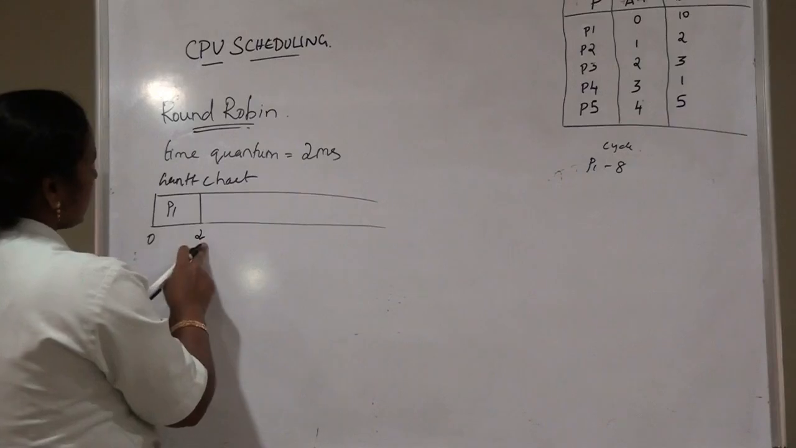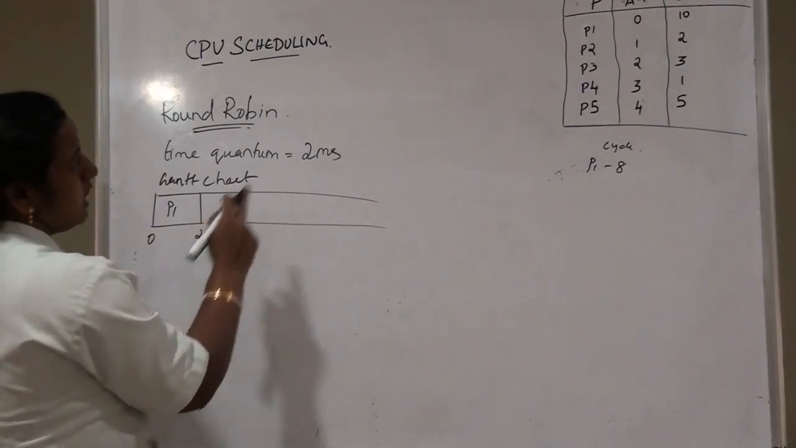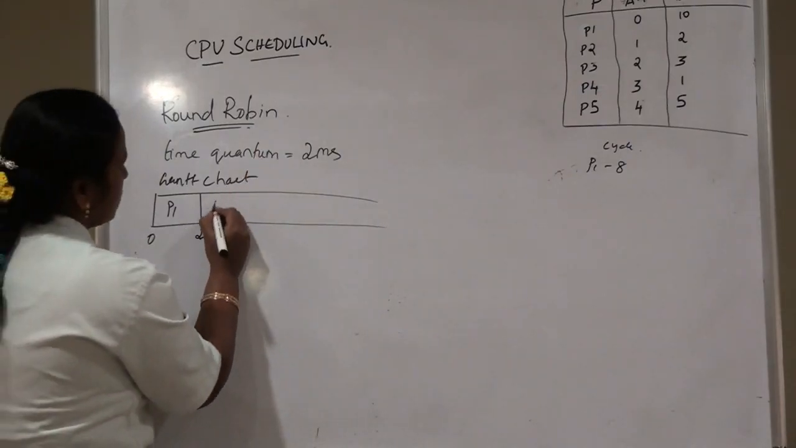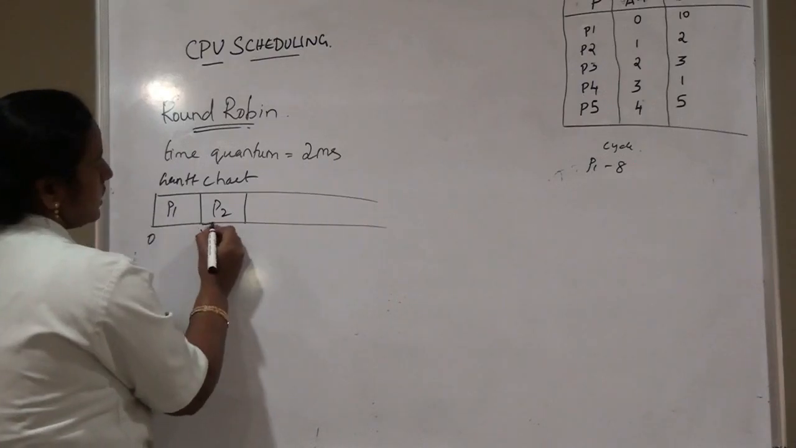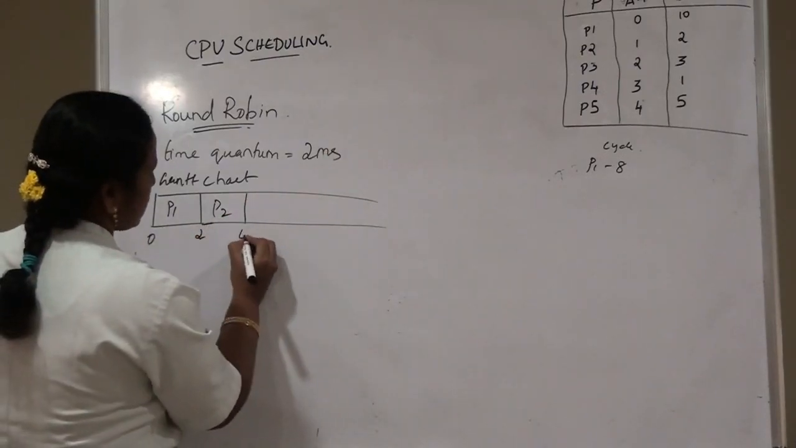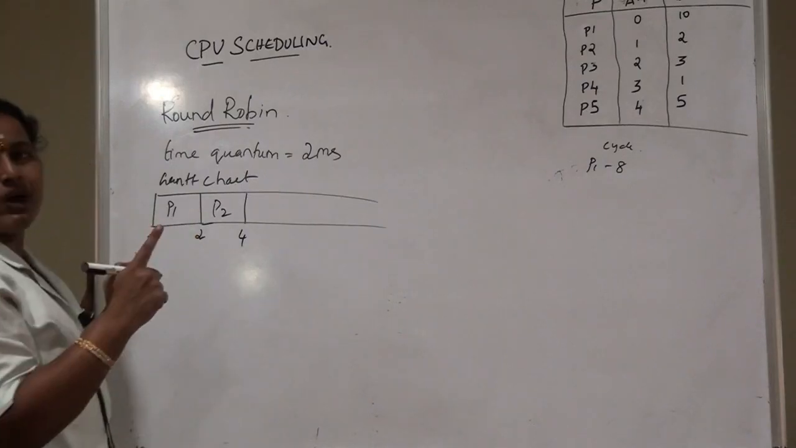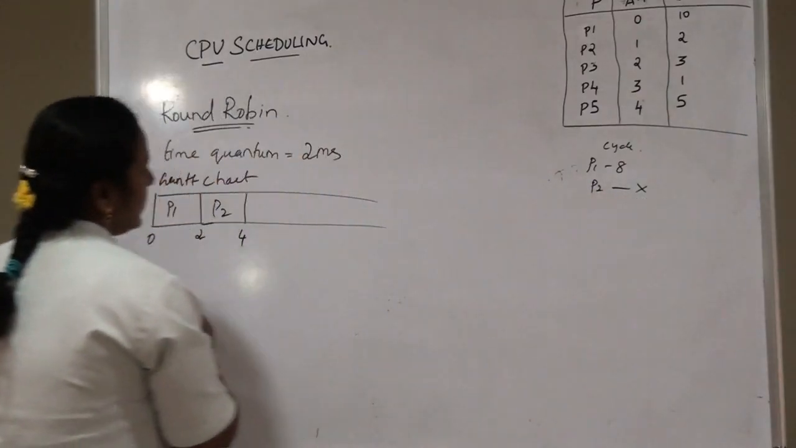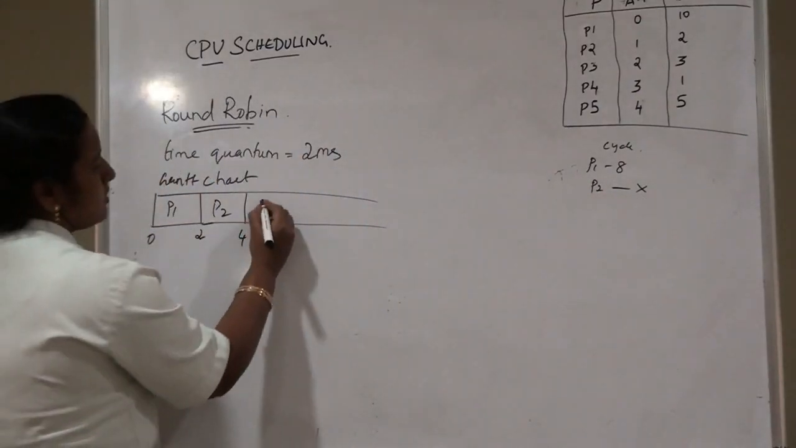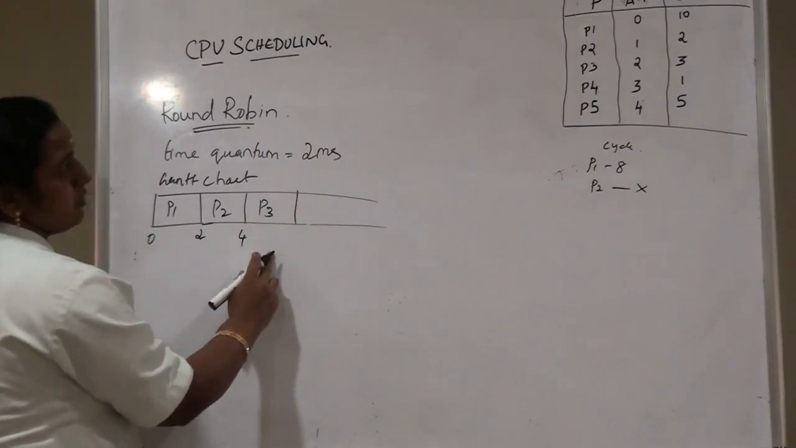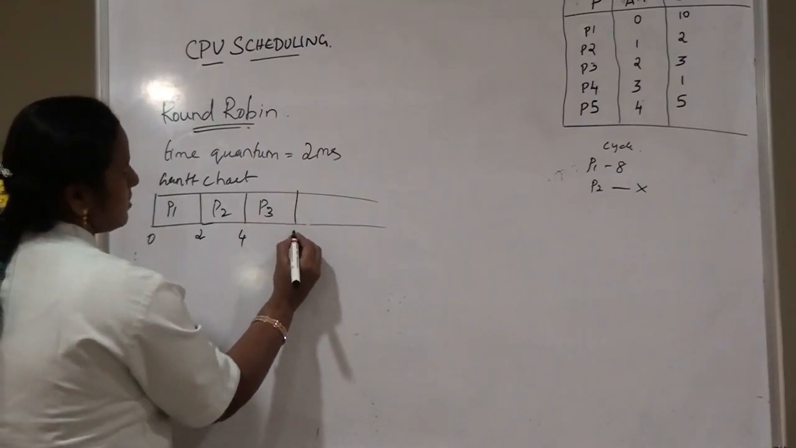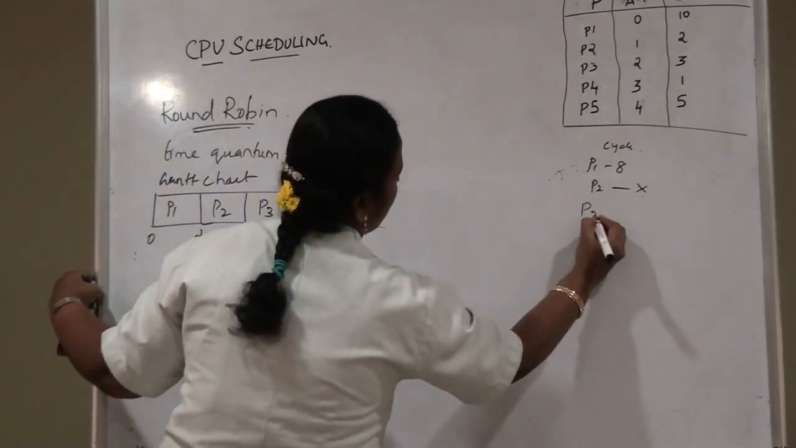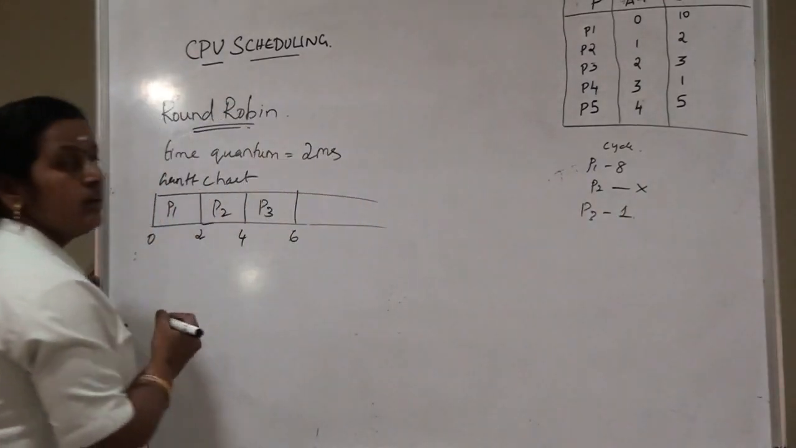Next one is P2. After completion of 2 milliseconds, now P2 and P3 are in the scheduler. So we can take P2. P2's burst time is 2 milliseconds. So 2 plus 2 is 4. So P2 completes within 1 cycle. There is no balance burst time in P2. Next one is P3. In P3, 4 plus 2 is 6. So 3 minus 2 is 1. So balance 1 I have in the burst time.